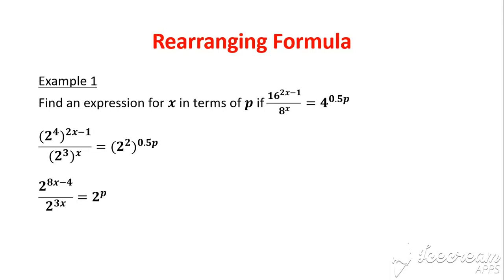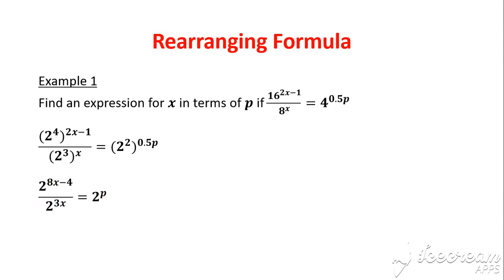Now, you need to remember one of your power rules, that when we have a power raised to another power, we can multiply. When we see brackets, we can times the powers. So we can go 4 times 2x minus 1 gives us 8x minus 4. 3 times x is 3x. And 2 times 0.5p gives us 1p, or just p. Right, well, the beauty is we've now got the same base. We're working in the same base for everything. That makes this a lot easier to work in.